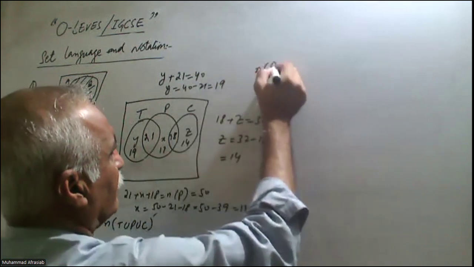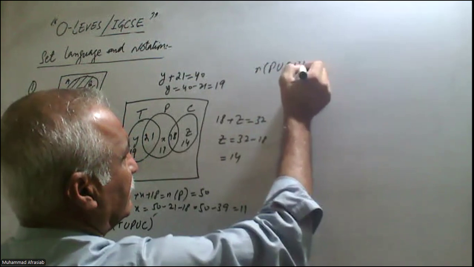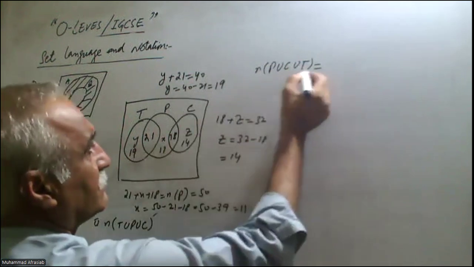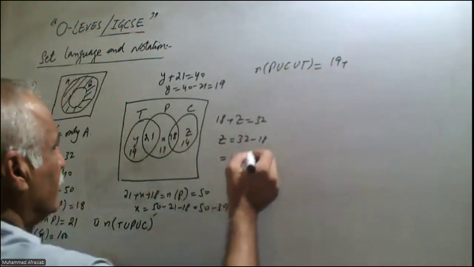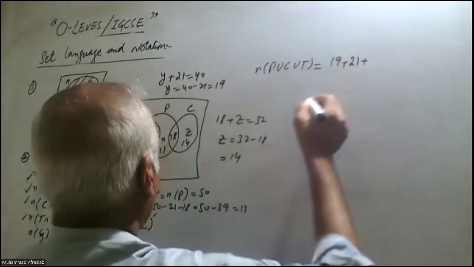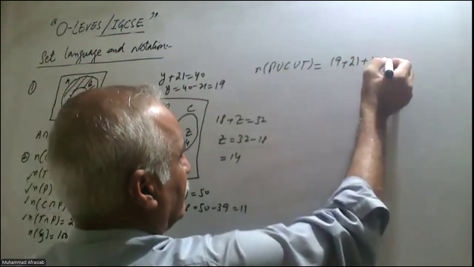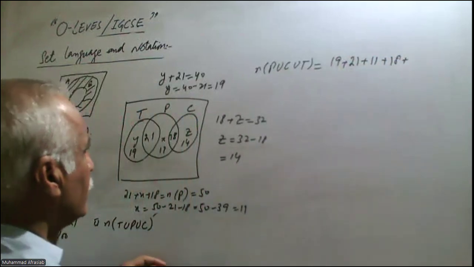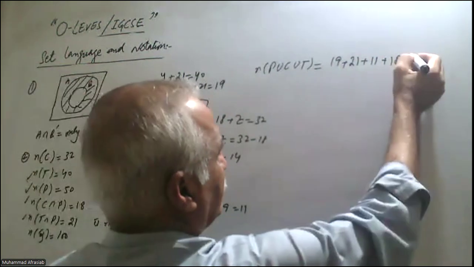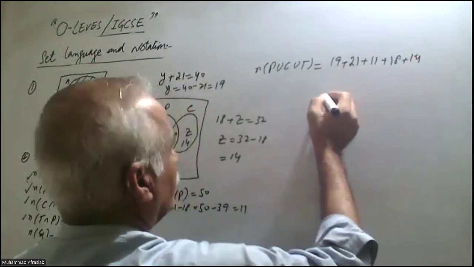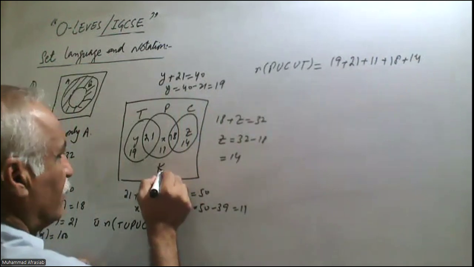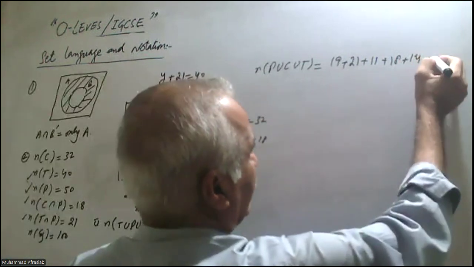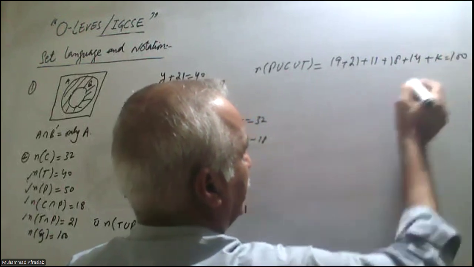N of P union C union T is equal to 19 plus 21 plus 11 plus 18 plus 14, plus this k value there, which is the complement of all this union. That thing is equal to 100.